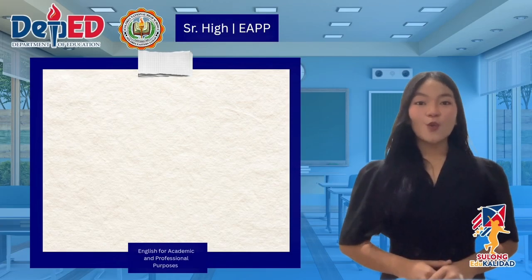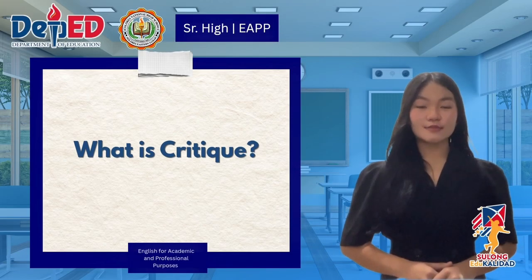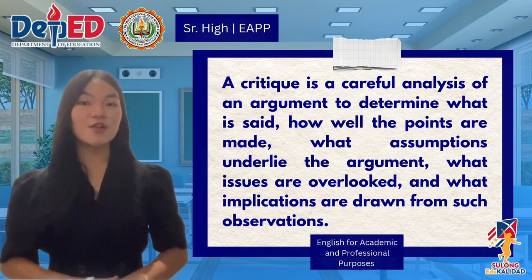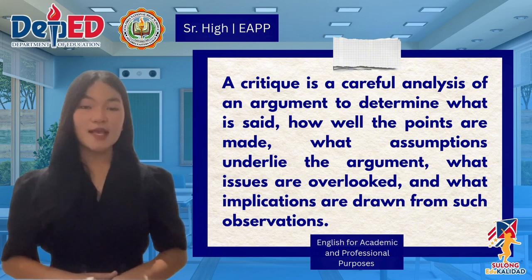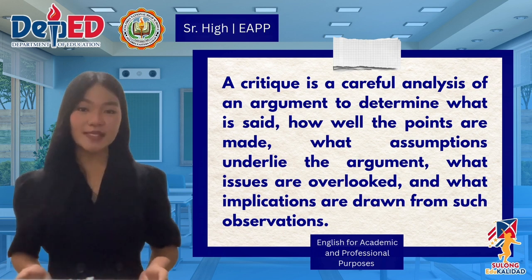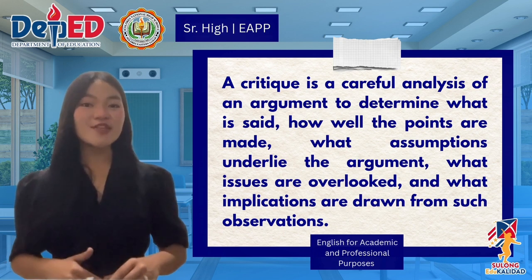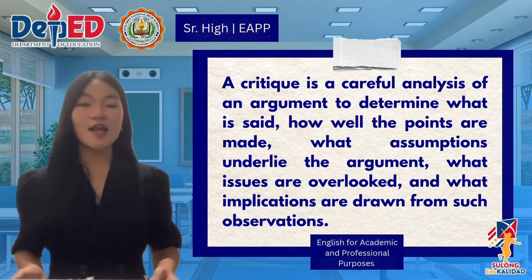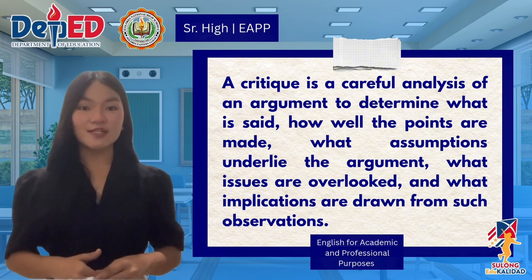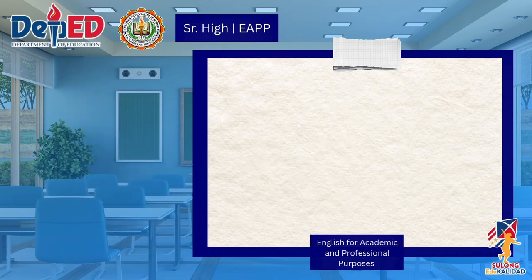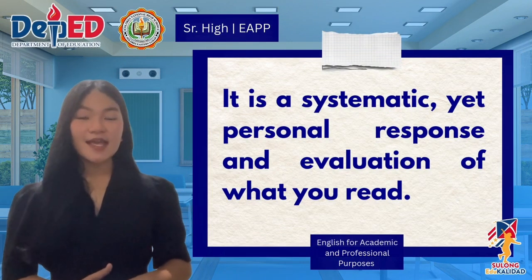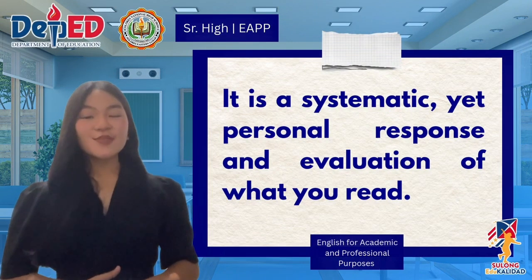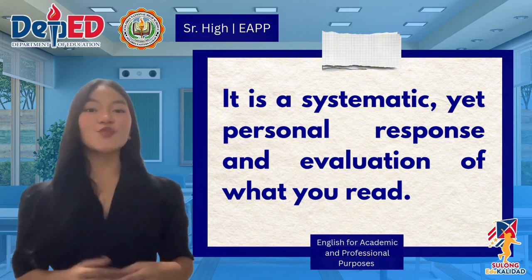So now, what is critic? A critic is a careful analysis of an argument to determine what is said, how well the points are made, what assumptions underline the argument, what issues are overlooked, what implications are drawn from such observation. It is a systematic yet personal response and evaluation of what you read.